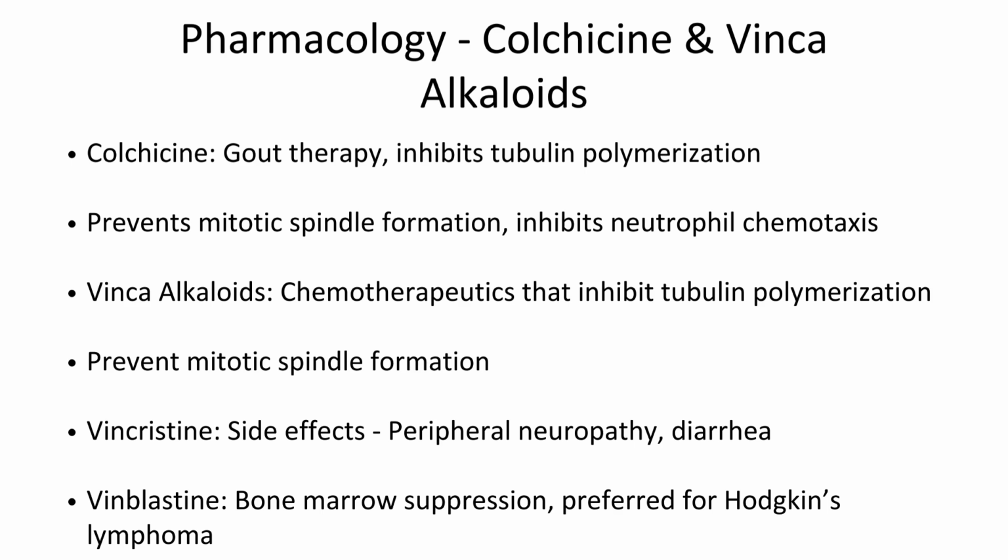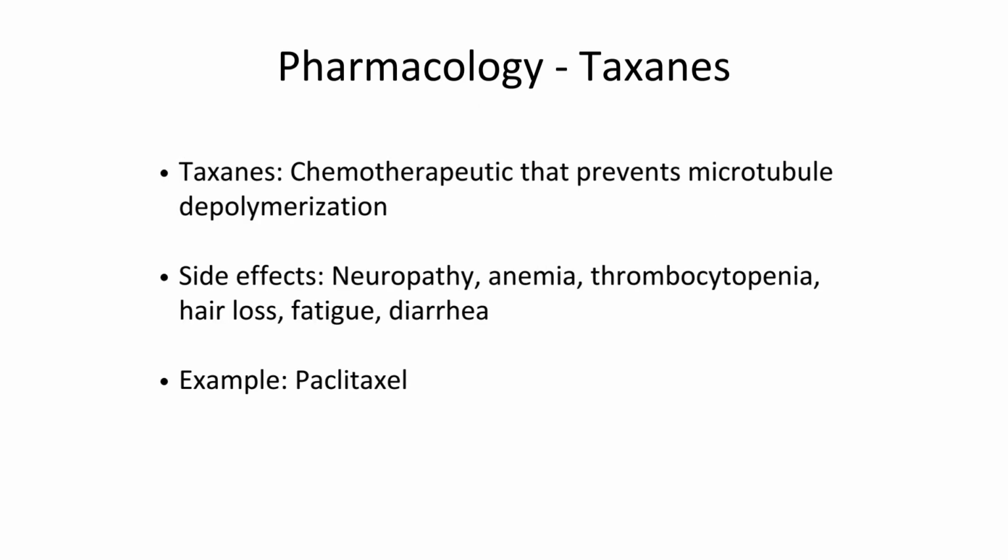Next, Vinca Alkaloids, drugs like Vincristine and Vinblastine. These also inhibit tubulin polymerization and halt mitosis at metaphase. Vincristine is commonly associated with peripheral neuropathy, while Vinblastine tends to cause bone marrow suppression and is used to treat Hodgkin's lymphoma.